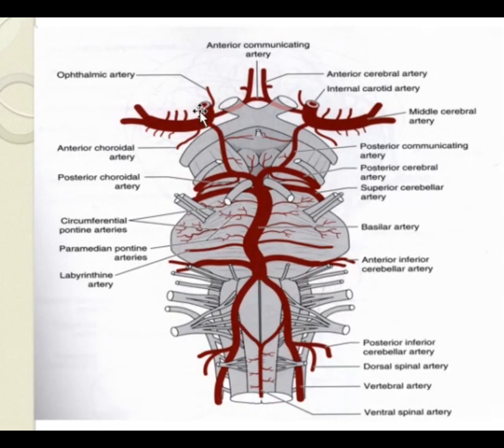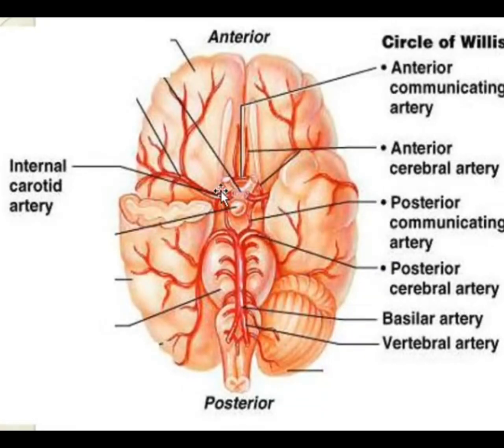We saw these two internal carotid arteries. Now we are looking at the inferior surface of the brain. We are here because this is the brainstem: midbrain, pons, and medulla. You can see our midbrain, our pons, and our medulla oblongata.